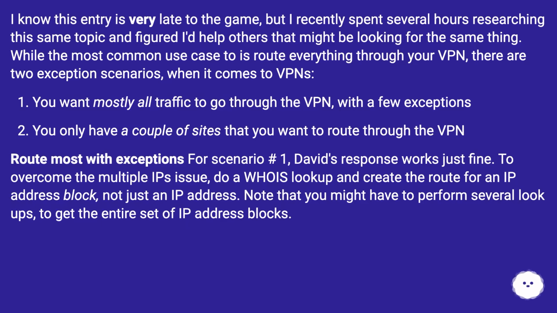Route most with exceptions. For scenario number 1, David's response works just fine. To overcome the multiple IPs issue, do a whois lookup and create the route for an IP address block, not just an IP address. Note that you might have to perform several lookups to get the entire set of IP address blocks.